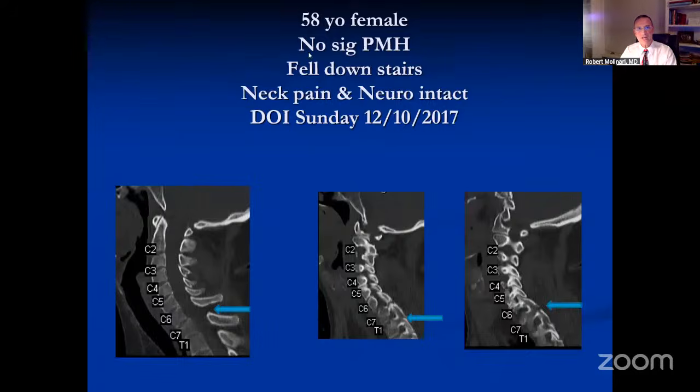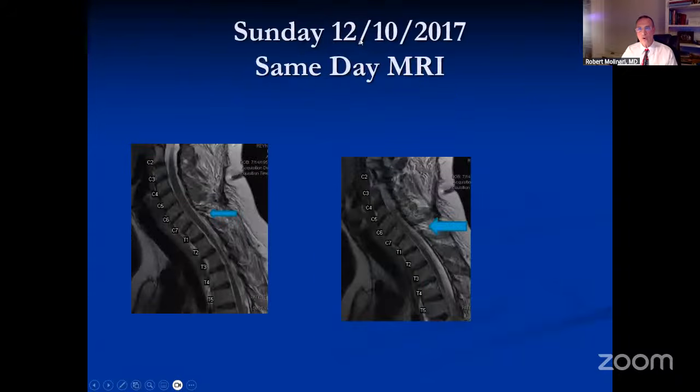Okay, now there are some cases where you just have some bad luck, and this is one of them. This is a 58-year-old woman who fell down the stairs. She had a cervical fracture, just a fracture, subluxation injury. You can see this posterior elements fractured here. She had ligamentous injury. She's totally neurologically intact. She had imaging done and surgery done within 24 hours of her injury.